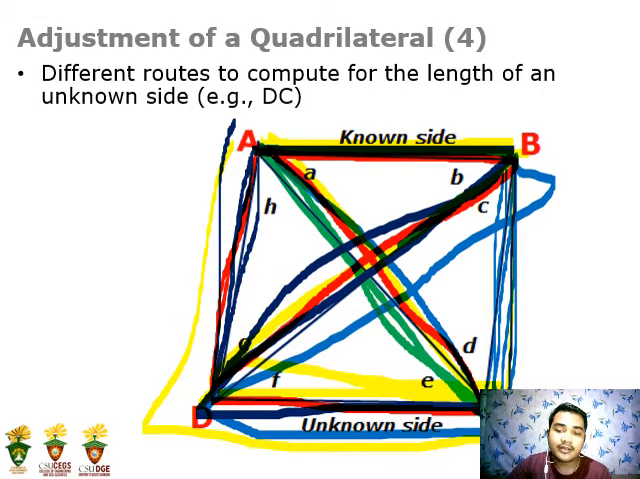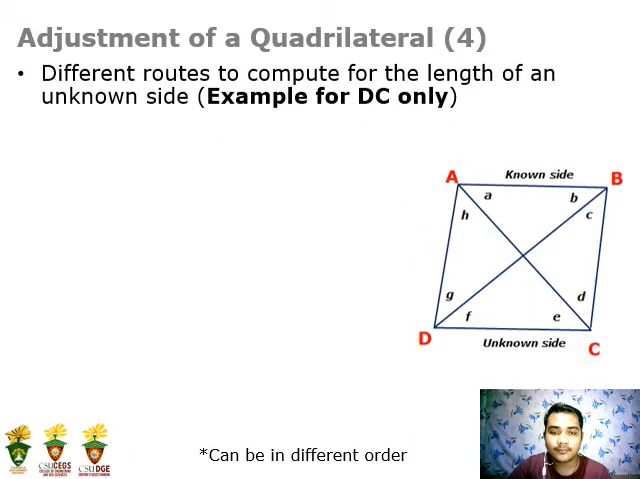So there are different routes to consider in the adjustment of a quadrilateral, or how to compute the length of the unknown side. It depends on which you use, or on which is the strongest route after getting the strength of figure.